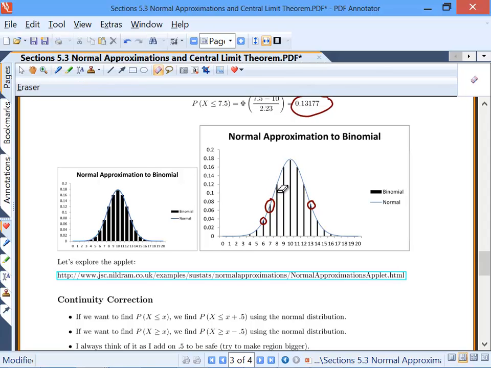Now, technically, you probably could have done the probability that x is less than or equal to like 7.4 instead of 7.5. That probably would have worked. We just picked adding 0.5 because it was a nice, even way to do it, and it seems to work very well in practice.